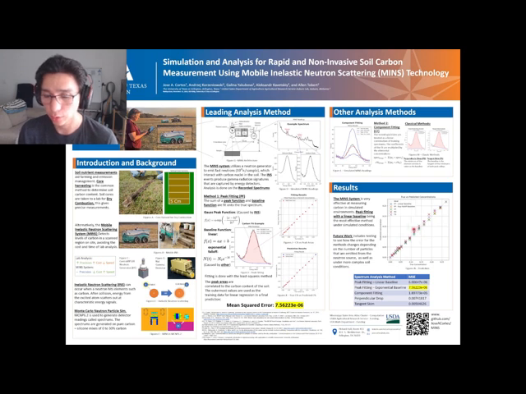In the results, we can see that the highest performing method is peak fitting, accurate within a fraction of a decimal to the true carbon concentration. Future work includes testing to see how the performance changes depending on the number of particles that are emitted from the neutron source, as well as seeing how the performance changes under more complex soil conditions.